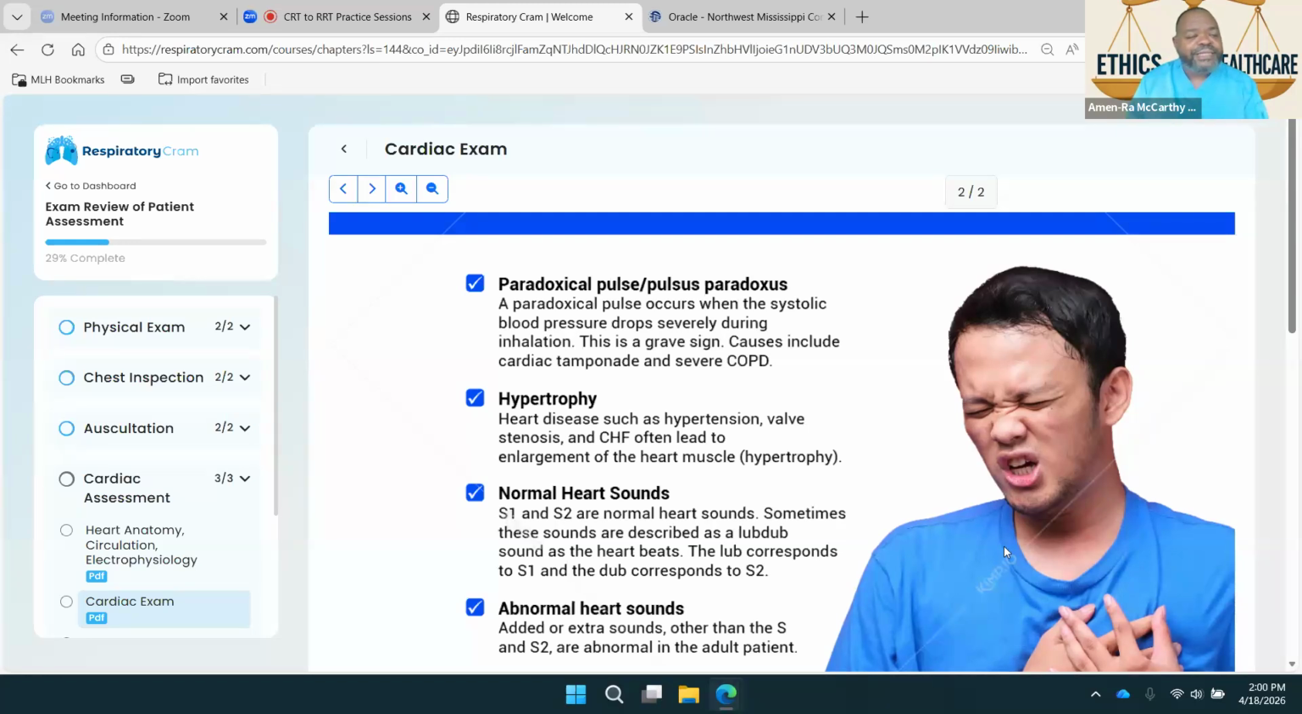Who can tell me what cardiac tamponade is? Who can tell me what that is? I can't believe all this traffic today. Can anybody tell me what cardiac tamponade is? Okay. Y'all still can see my screen, right?